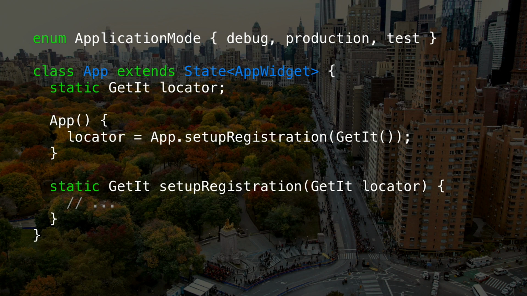And so, unrelated, but we'll just see this in another slide. We have this application mode up here called debug, production, test. As you imagine, you have debug mode, production, test.